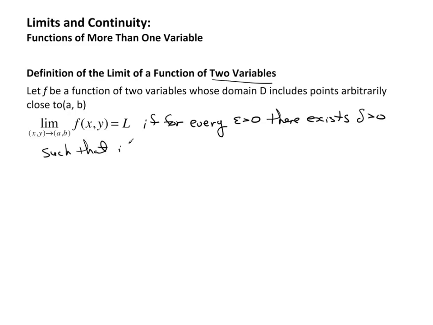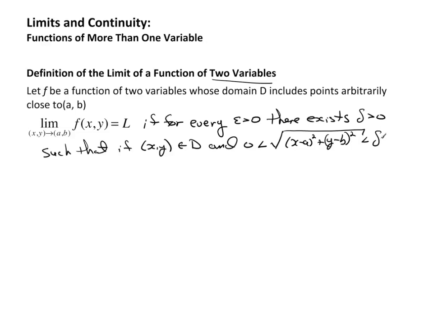such that if (x, y) is in D and 0 is less than the square root of (x minus a) squared plus (y minus b) squared, which is less than delta, then the absolute value of f(x, y) minus L will be less than epsilon.